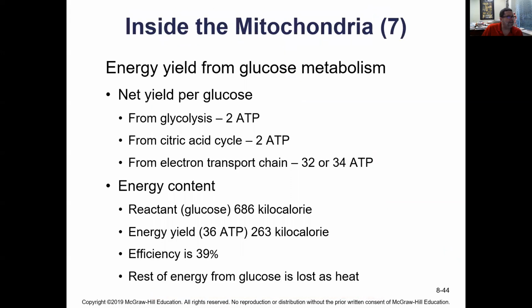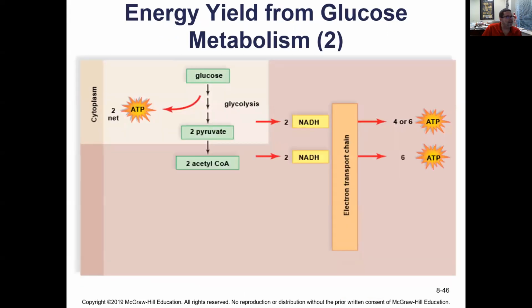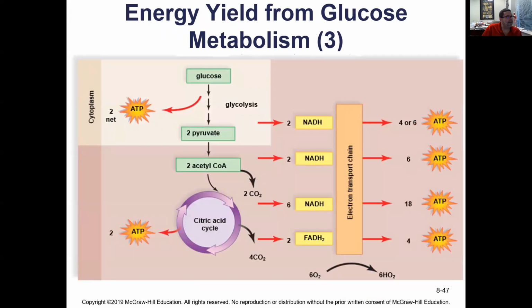I think it's good. So the net yield from glycolysis is 2 ATPs, from the citric acid cycle plus 2, and from the electron transport chain there's up to 32, so up to 34, so 36 ATPs represents 39% efficiency. The rest is lost as heat pretty much, and the energy left in carbon dioxide. Here's a summary showing the ATPs again, right? And look at all that.